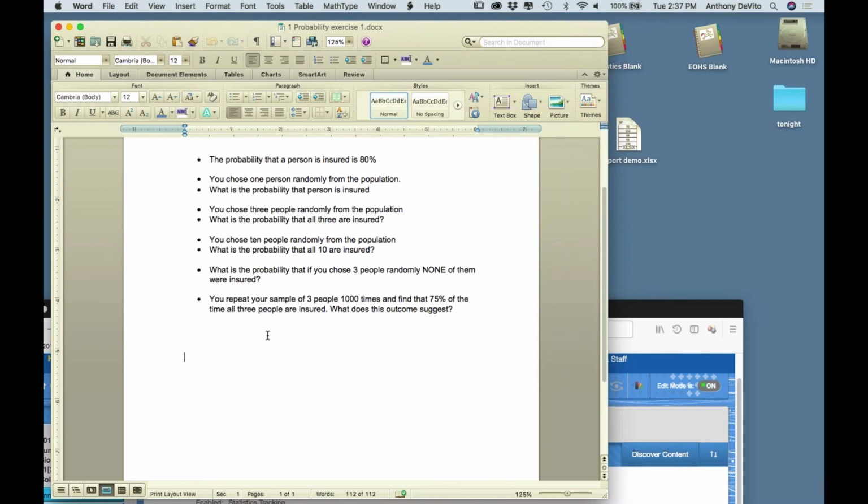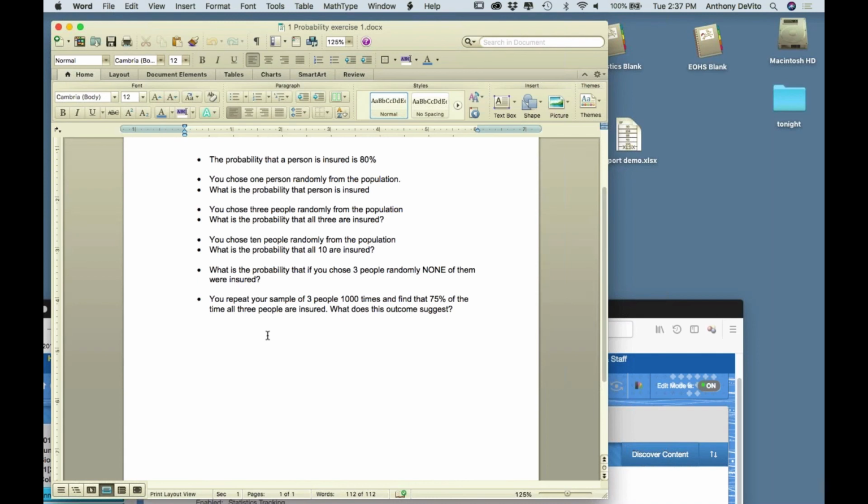Okay, so let's take a look at probability. Let's say that the probability of an individual in a population being insured is 80%, right? If you choose one person randomly from that population, what's the probability they're insured? Well, it's 80%, same thing. Let's say you choose 3 people randomly from that population. What's the probability all 3 are insured?